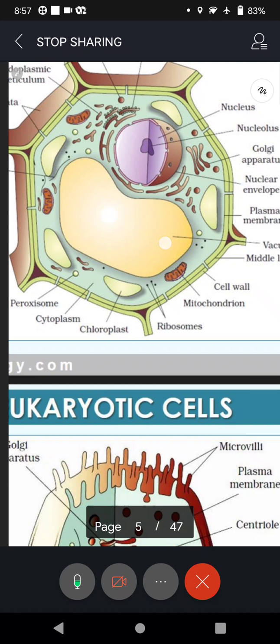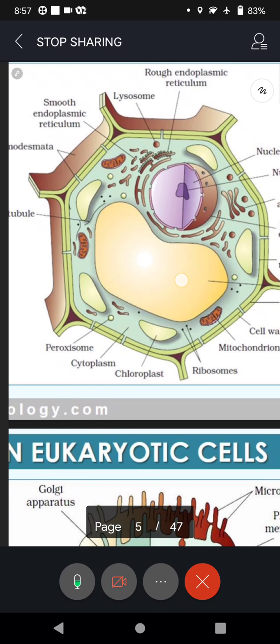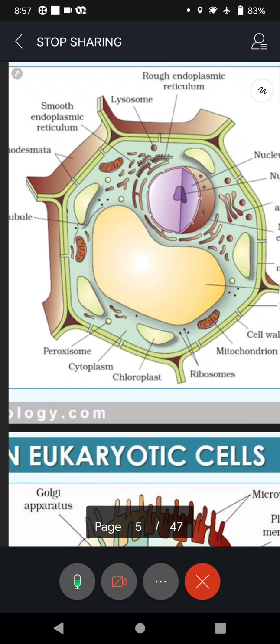You can see, let me show you, yes. You can see there 2 tube-like structures. One is called smooth endoplasmic reticulum, another is called rough endoplasmic reticulum. And if you closely observe, the smooth endoplasmic reticulum has only a tube-like structure. The surface is very smooth. There are no bodies present on that. That's why we call it smooth endoplasmic reticulum.